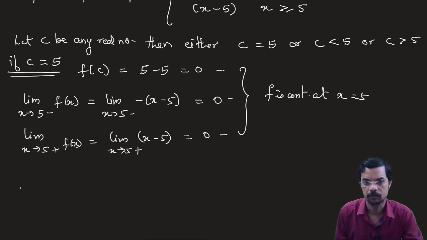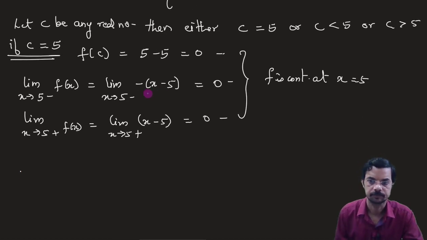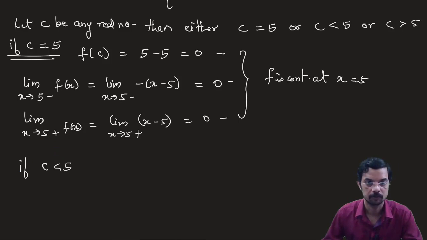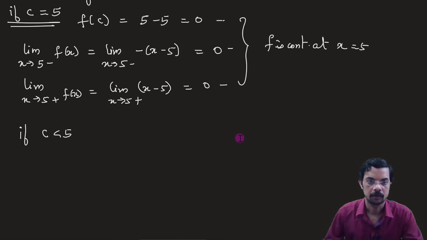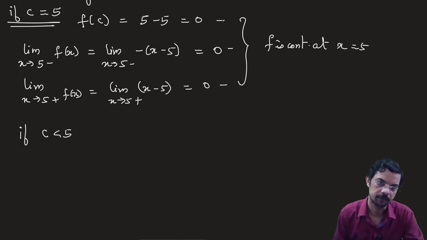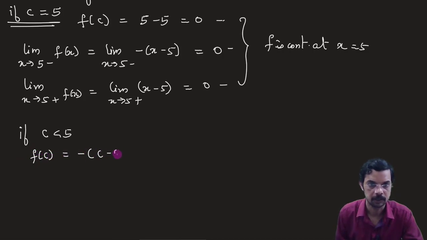Now, we shall move on further. What if C is less than 5? What will happen when C is less than 5? When C is less than 5, we have f of C defined as minus of (C minus 5), correct? Clearly, that is equal to 5 minus C.